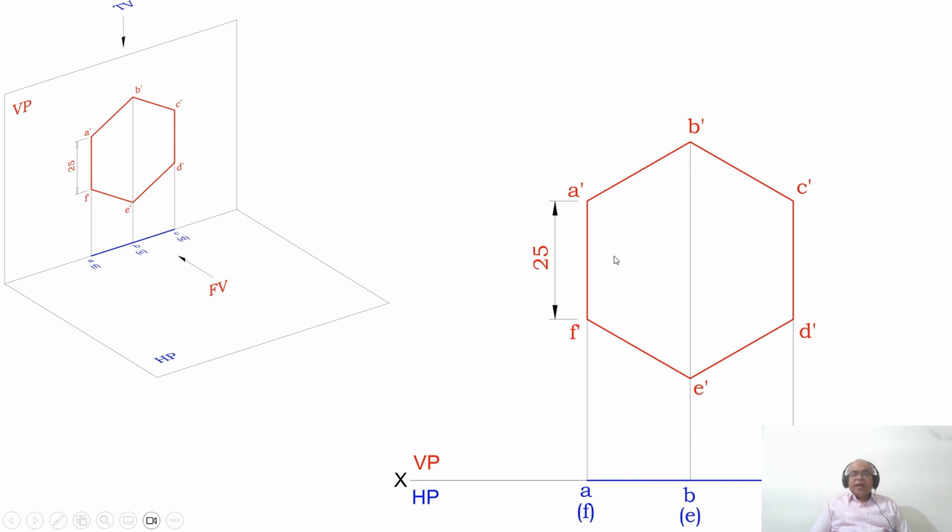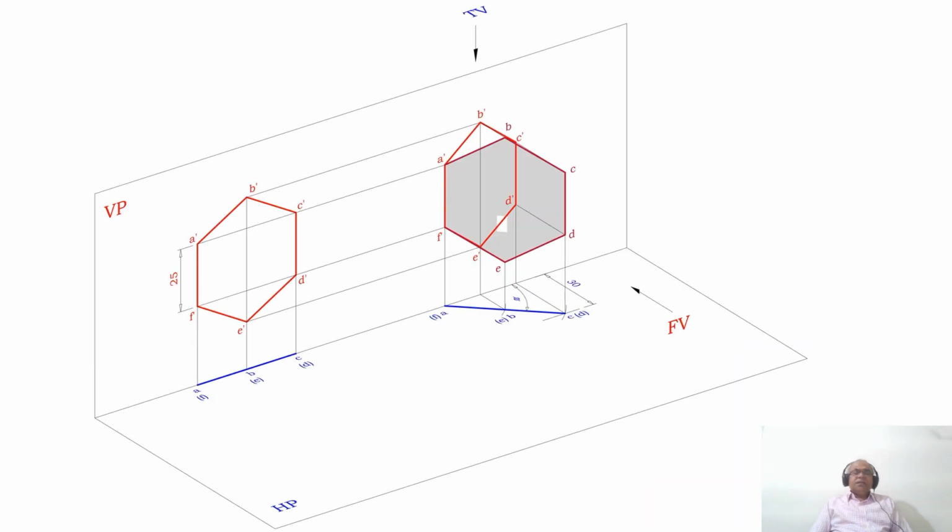Then join, as we have joined between A dash B dash and B dash C dash here. Similarly, you join between A to B and B to C with a dark line. So this is how you will be able to write the initial position of the front view as well as the top view.